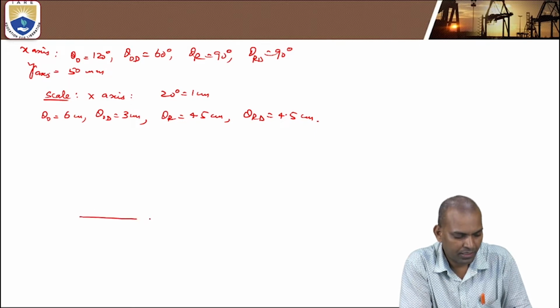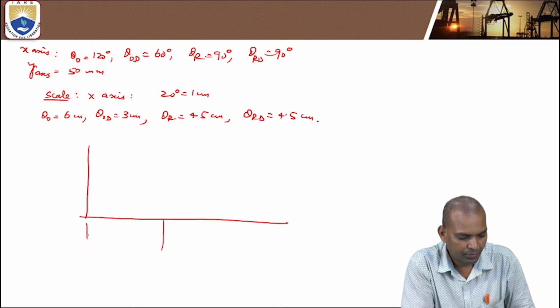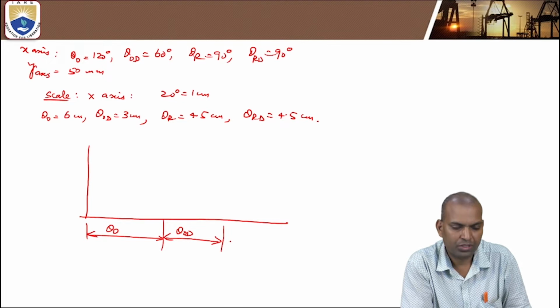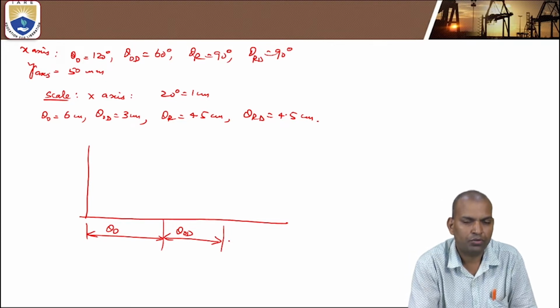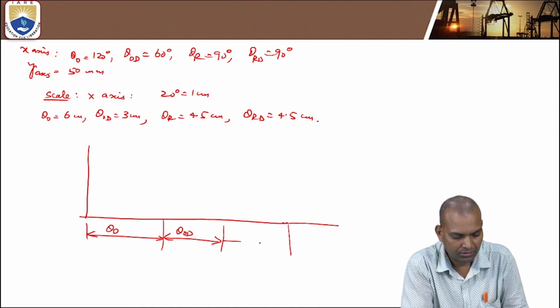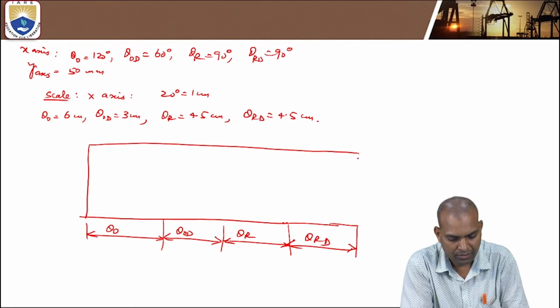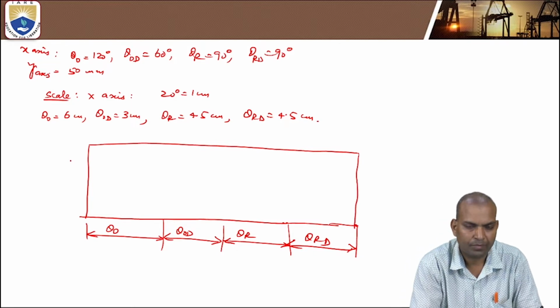So draw the displacement diagram. I am going to show it here, that is x. Take approximately the position, 6 centimeters, that is theta outward. Next is theta outward dwell, which is 3 centimeters, an angle of 60 degrees. And the theta return is 4.5 centimeters, and the remaining is also the return dwell. So close this displacement diagram.